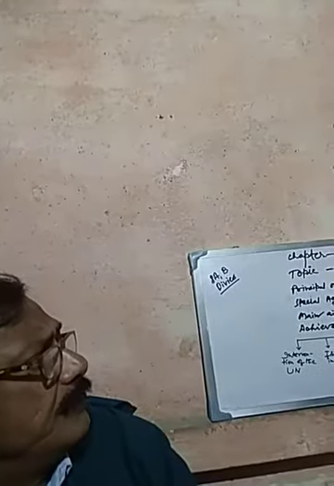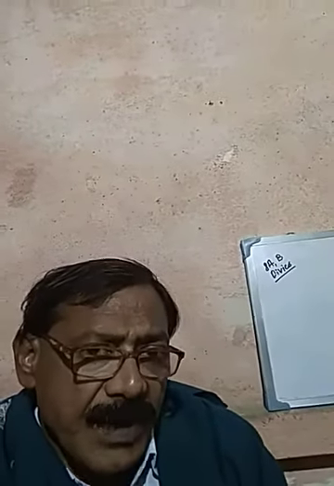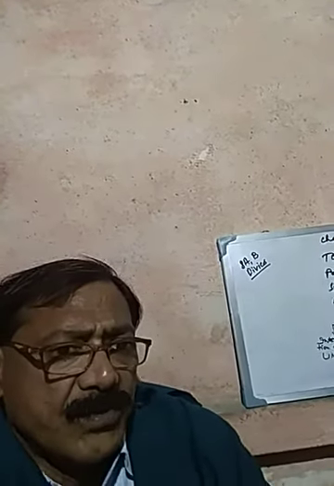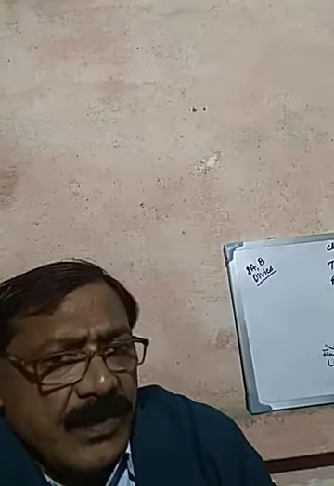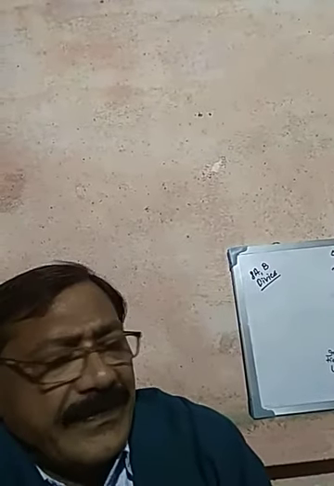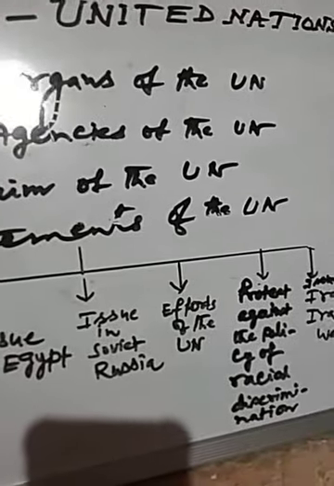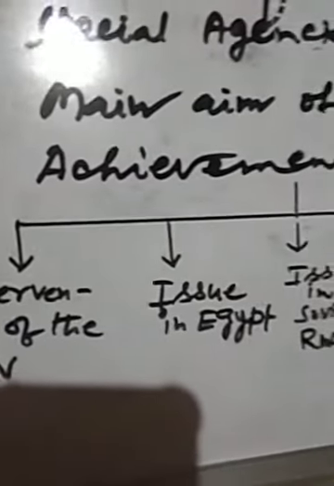Look at the board, chapter 4, topic United Nations, and the points as I mentioned in the board. As per the points, today I shall teach my lesson. First point, principal organs of the United Nations. Second point, special agencies of the United Nations. Third point, main aim of the United Nations. Fourth point, achievements of the United Nations.